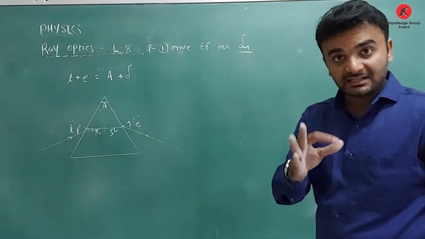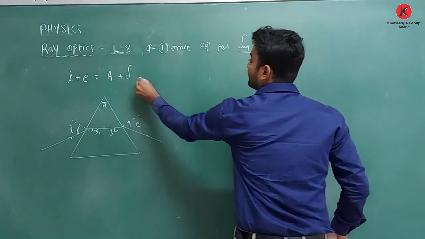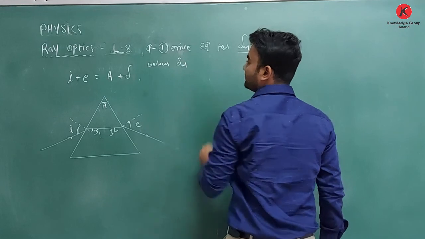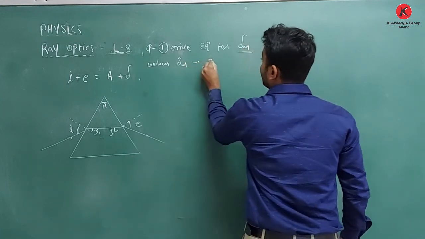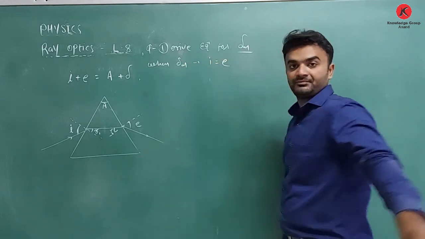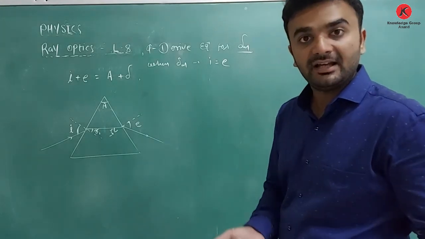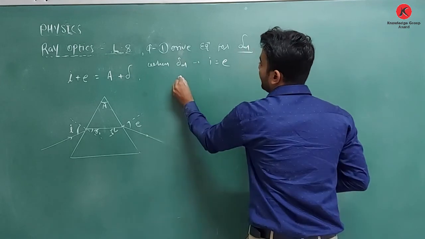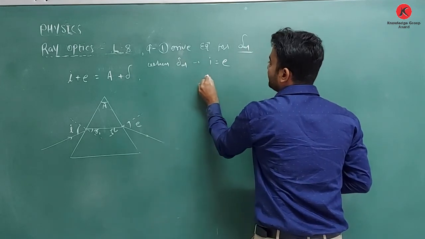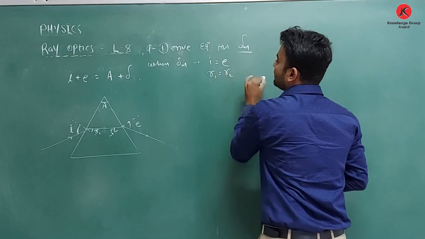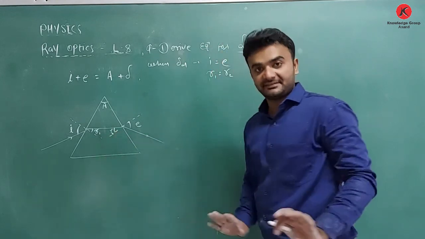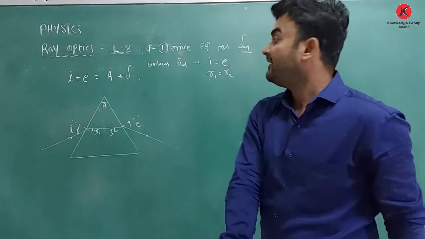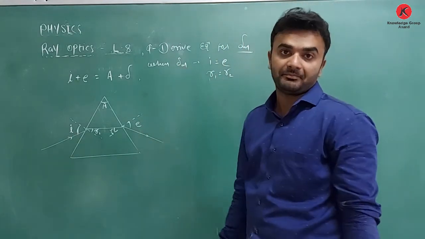In the last lecture I told you that when delta is delta minimum, then I becomes E. The incident angle and emergent angle are both the same when delta is delta minimum, and R1 is equal to R2. These two angles are also the same when delta is minimum.